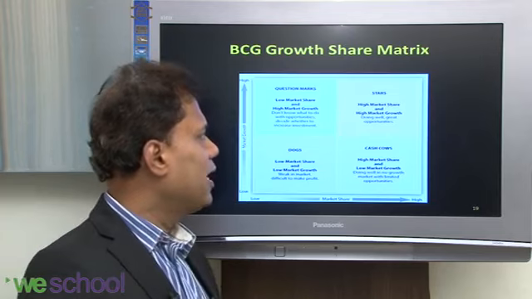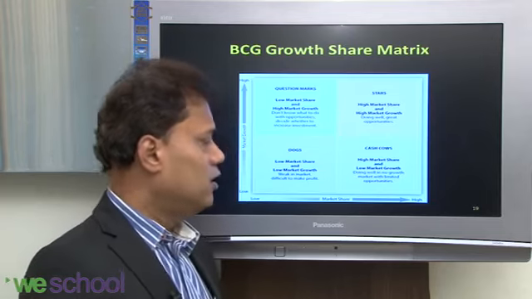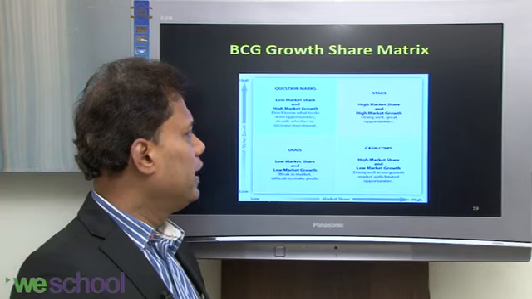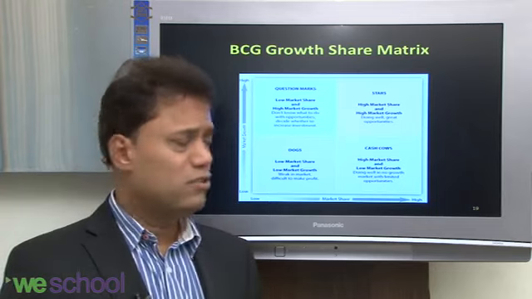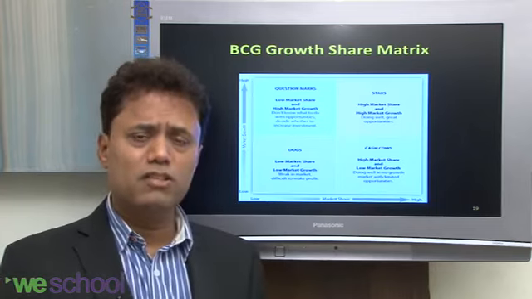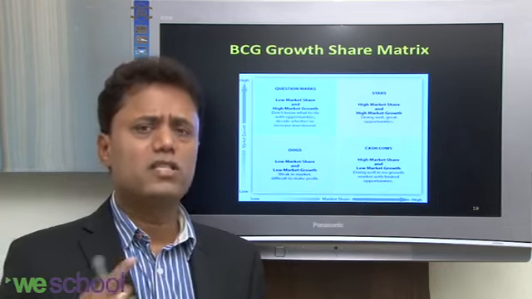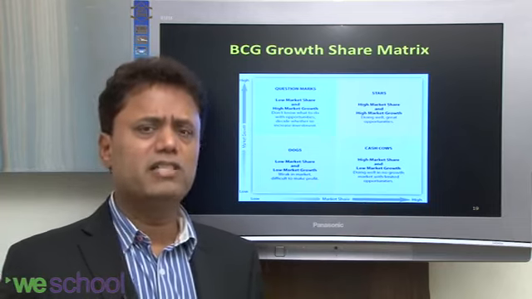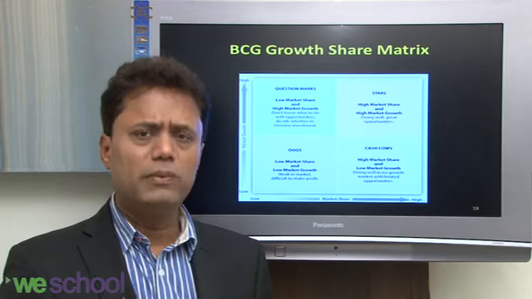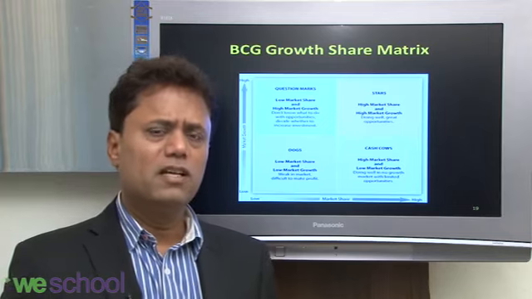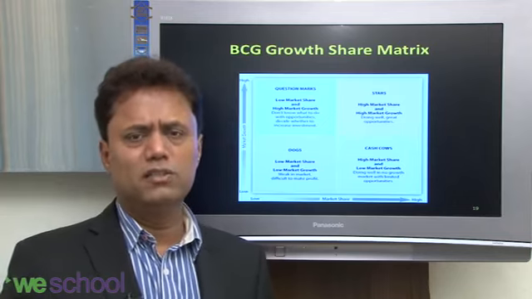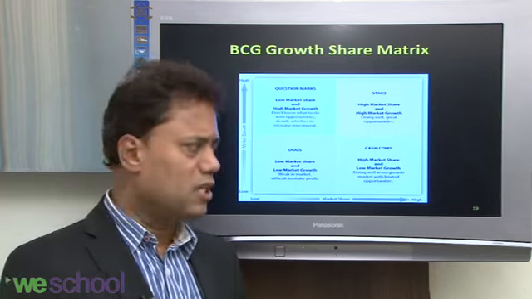Stars are basically high market share and high market growth, doing well and great. There are great opportunities. These are companies who constantly innovate, constantly expand their business, constantly diversify their business, and bring out innovative new products and services. They stay ahead. That's why they are called stars.